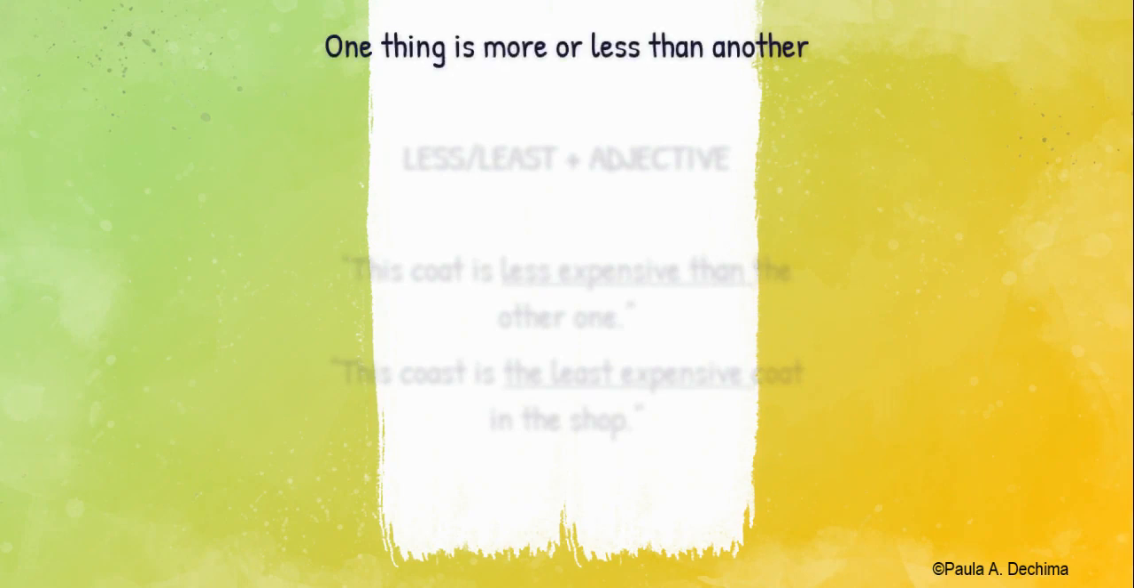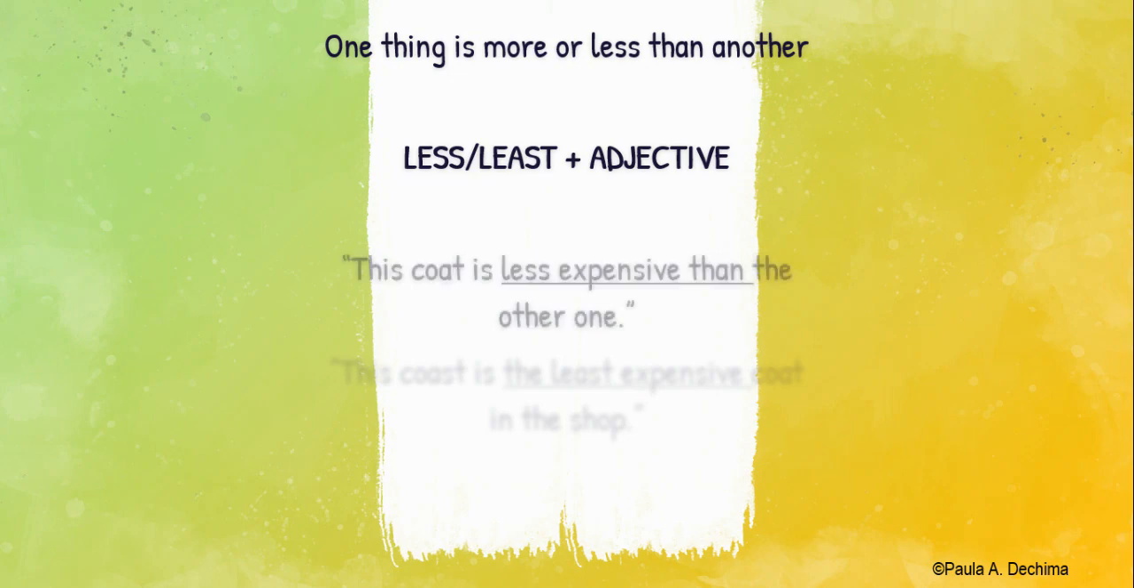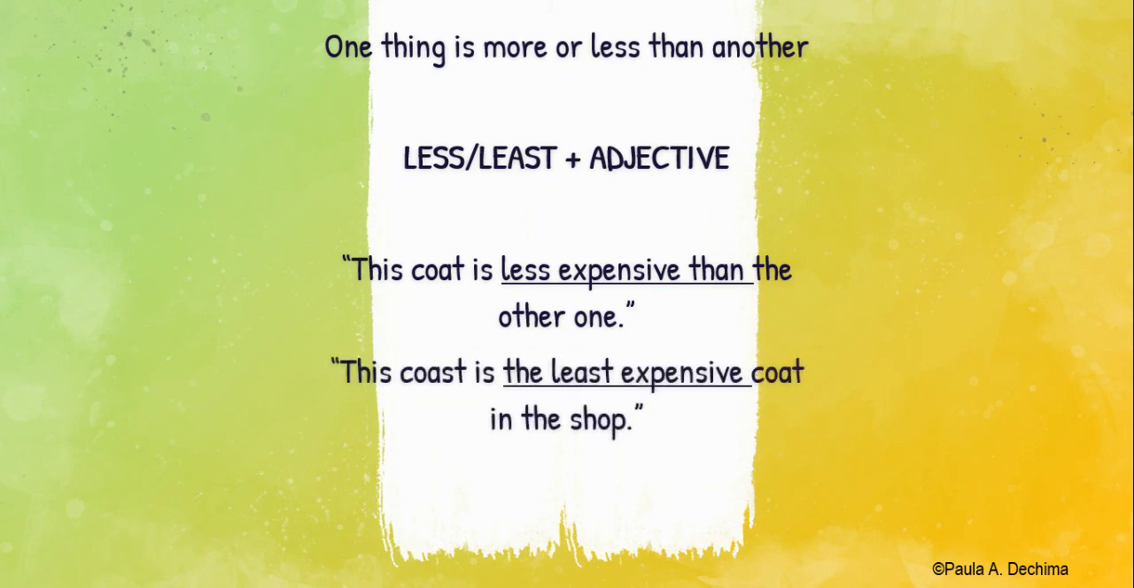To say one thing is more or less than another, we use less for comparatives and least for superlatives, plus an adjective. This coat is less expensive than the other one. We are comparing two coats. This coat is the least expensive coat in the shop. We are comparing the coat with all the other group of coats that are in the shop.